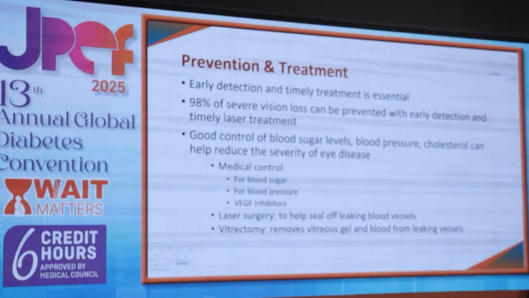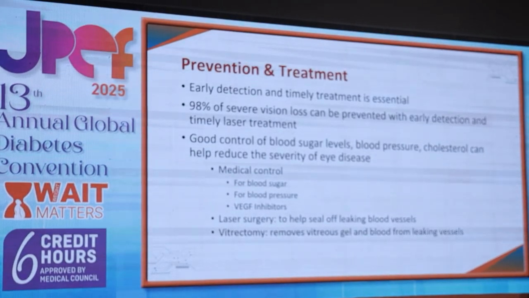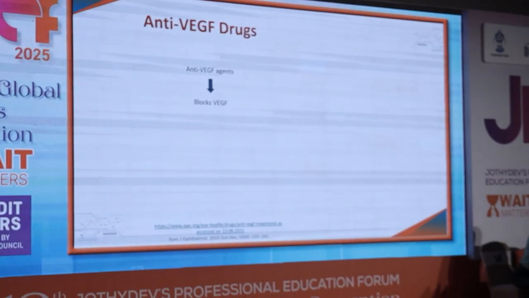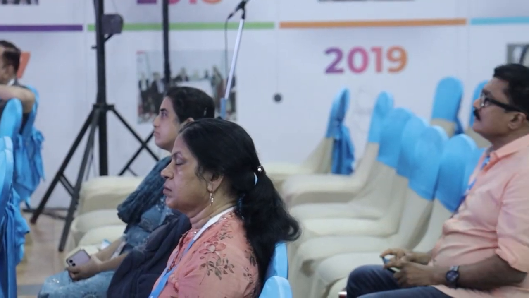Either you go for a laser surgery to seal off the leaking blood vessels, or you do a vitrectomy, removing the vitreous gel and the blood from the leaking vessels, and you use anti-vascular endothelial growth factor drugs, which are multiple. They block the VEGF, and this slows the growth of the new blood vessels, and that can stop damage from the abnormal blood vessels. These are the different drugs which are available, like ranibizumab and faricimab, and the ophthalmologists are using them routinely. I guess diabetologists are not giving injections because it requires proper training and proper facility, and most of the time it is done by the ophthalmologist.